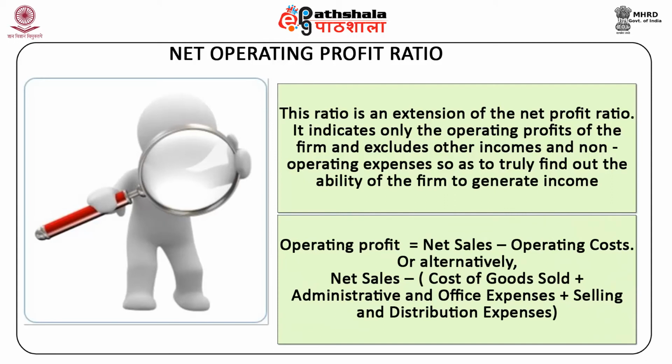Net operating profit ratio is equal to operating profit, which is net sales minus operating cost, or alternatively net sales minus within bracket cost of goods sold plus administrative and office expenses plus selling and distribution expenses. A slight variation of this is operating ratio, which is given by the formula the total of operating expenses and operating profit ratio is always 100%.